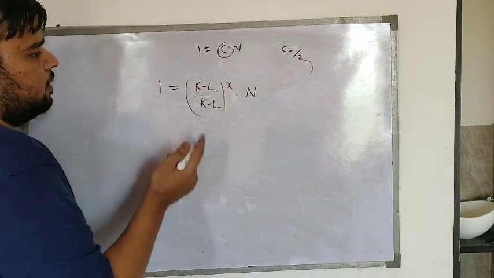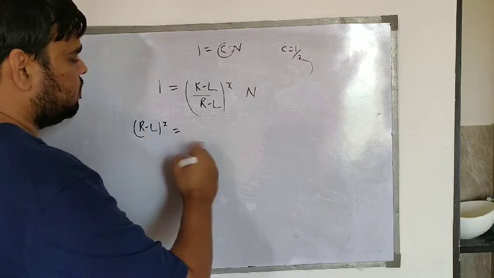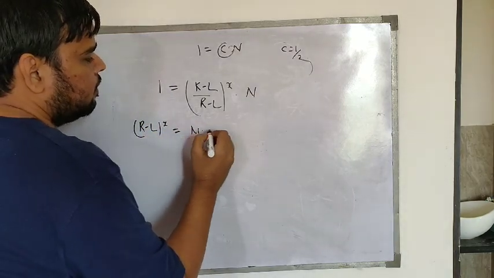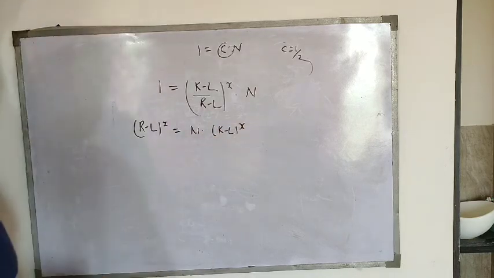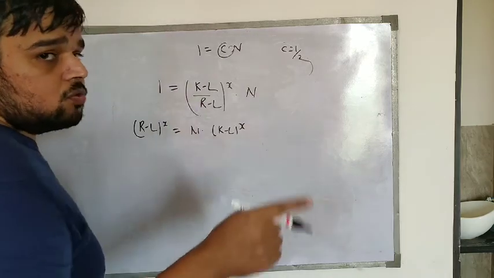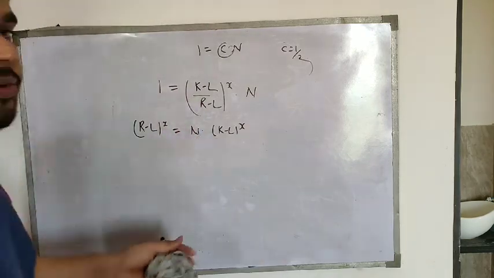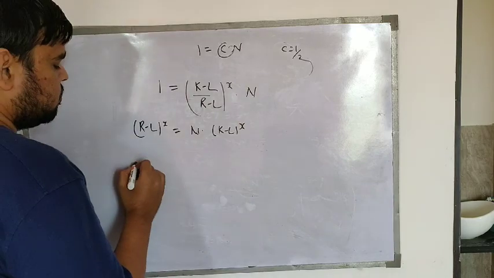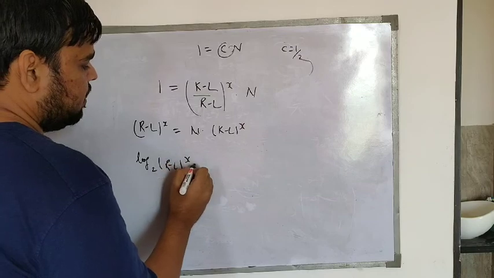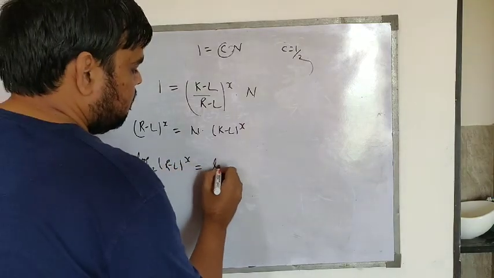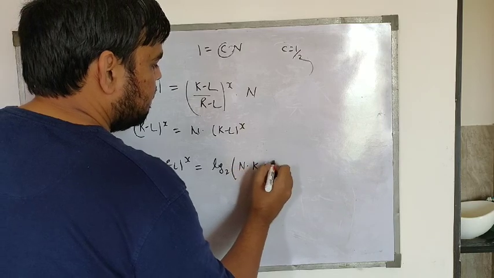So before that, let's simplify this. So this will be (R - L)^x = N(K - L)^x. Take the log with base 2. Why base 2? I have already explained, because in interpolation search also we divide our array into multiple halves. So this will be log base 2 of (R - L)^x equals log base 2 of N times (K - L)^x.